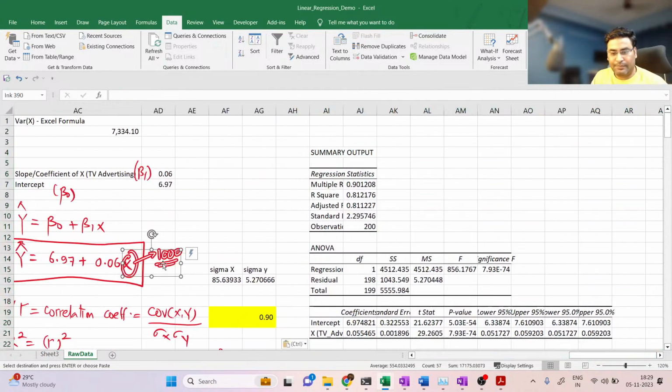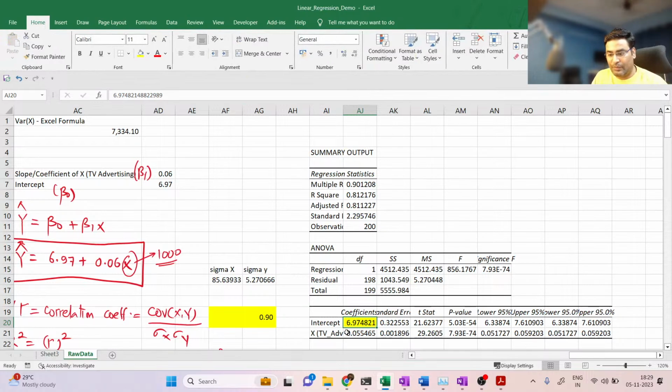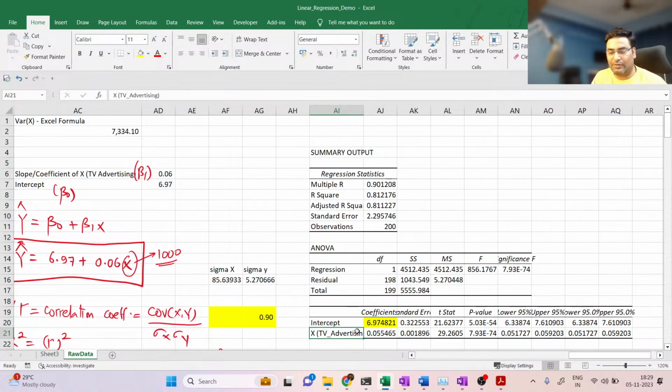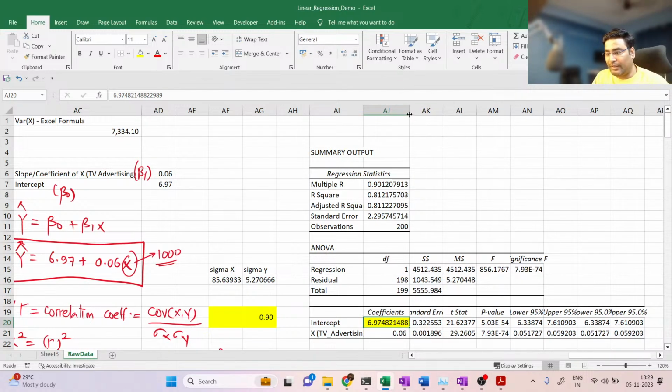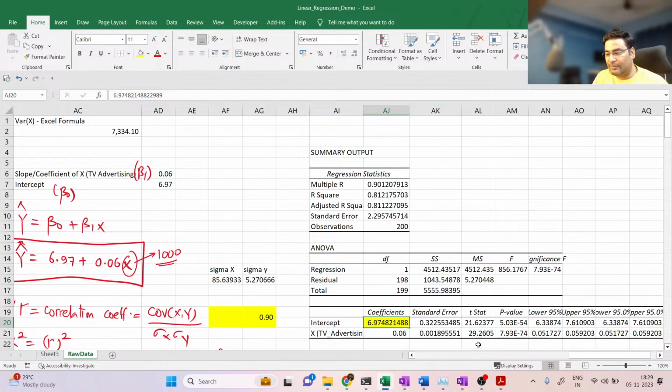Now see, guys, what is my intercept? 6.97. Are you getting the same 6.97? Let me highlight. What is the TV advertising, which is your slope or coefficient of this X? 0.055. I'm saying how much? 0.06. But if you round it off, this will also become 0.06. See? Perfect. Then you have the standard error and the p-values. Can you see that?